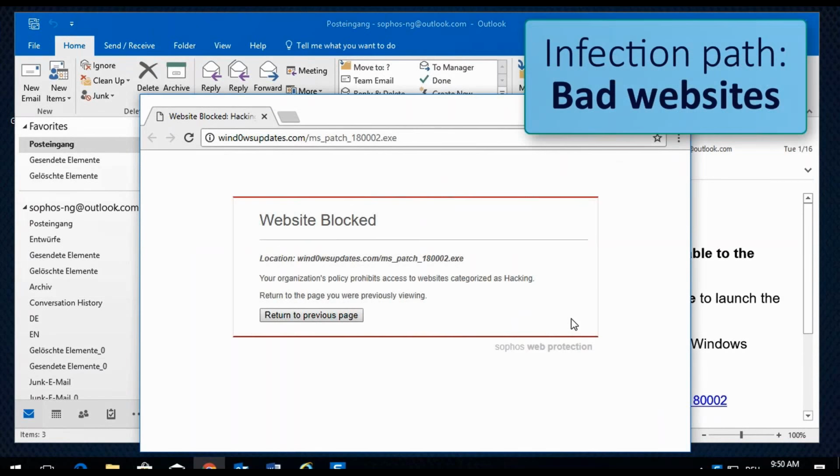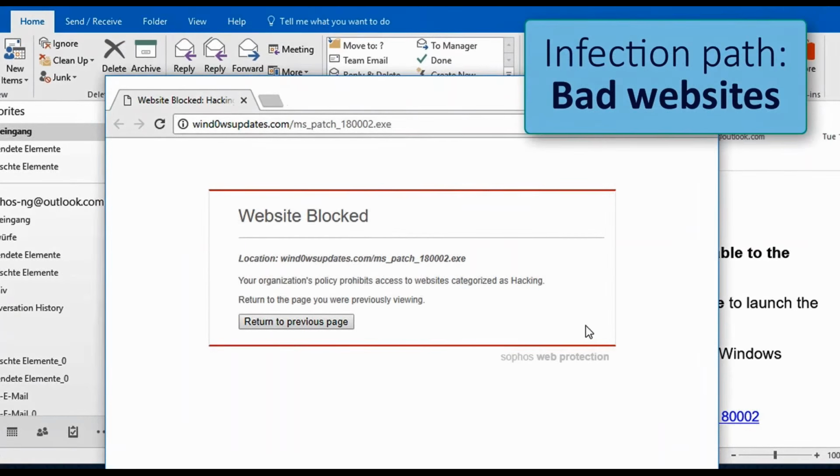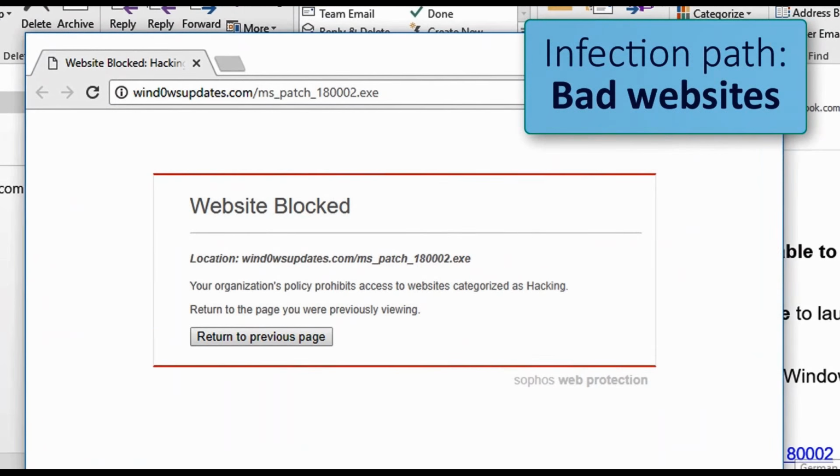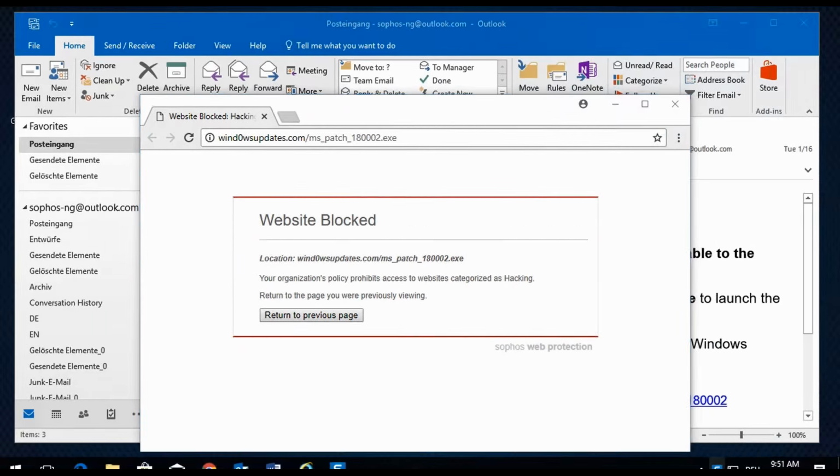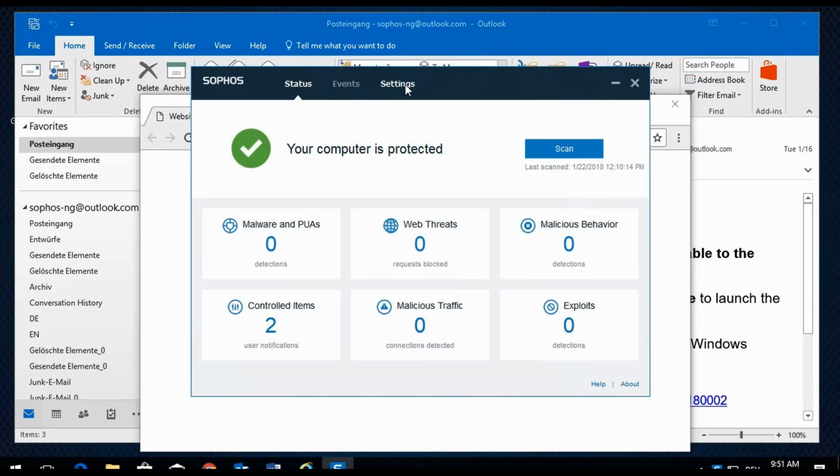One thing is, of course, our web control or our web protection. We can block malicious websites like this Windows updates written with a 0 instead of an O. This site is blocked because we know this site is bad, like CoinHive.com was blocked by our solution.